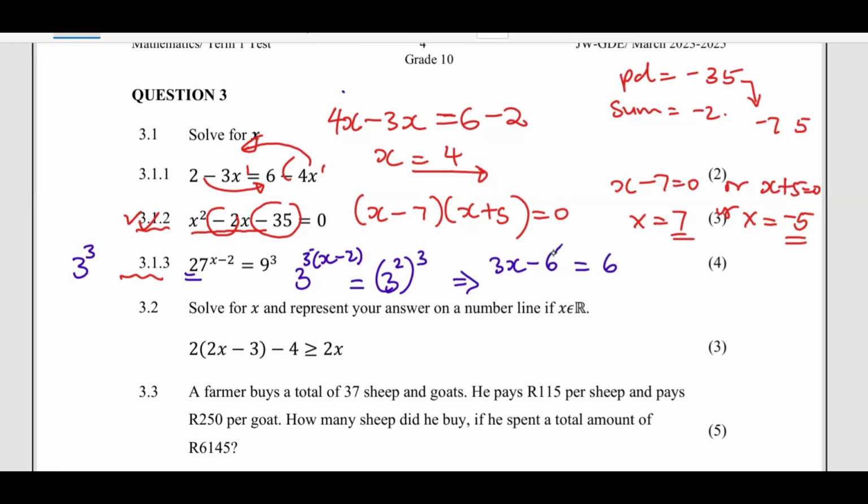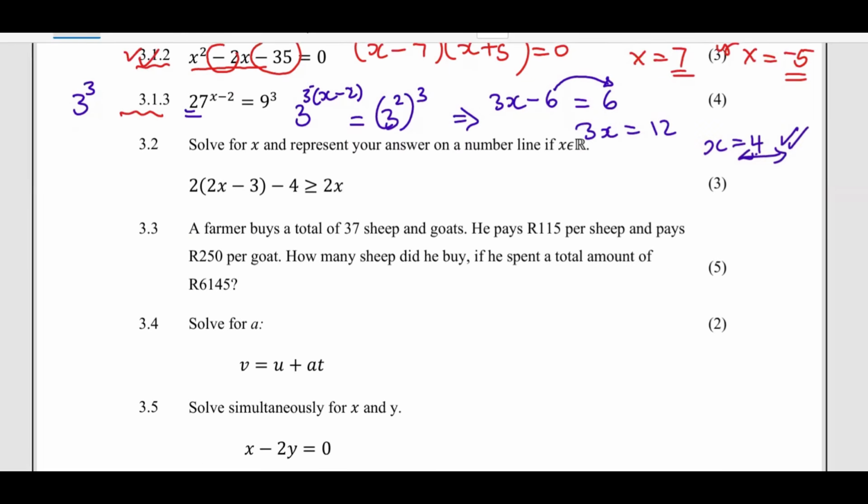Then move this one that side. 3x is going to be 6 plus 6, which is 12. Divide both sides by 3. x becomes 4. All right, so that is how we get that. All right, let's follow through.